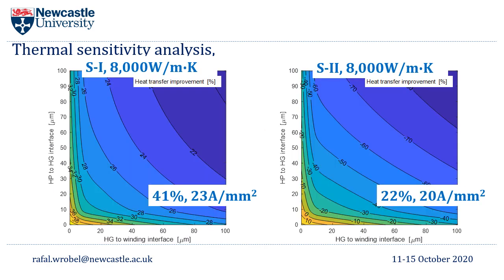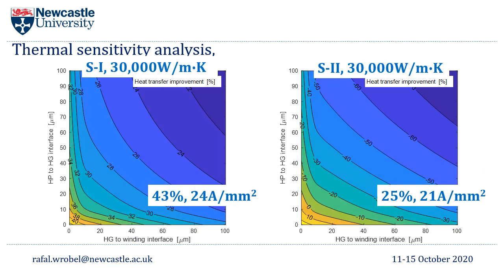When replacing that aluminium rod with an actual heat pipe and changing the thermal conductivity here to 8000 watts per meter Kelvin, a considerable improvement can be found, 41% for system 1 and 22% for system 2 when it comes to heat transfer, and then current density 23 and 20 amps per meter square DC. It is also interesting to note that now the variation of that heat transfer versus the two interfaces is less abrupt.